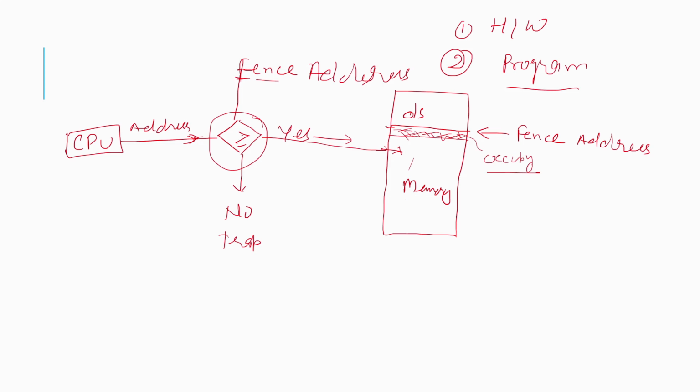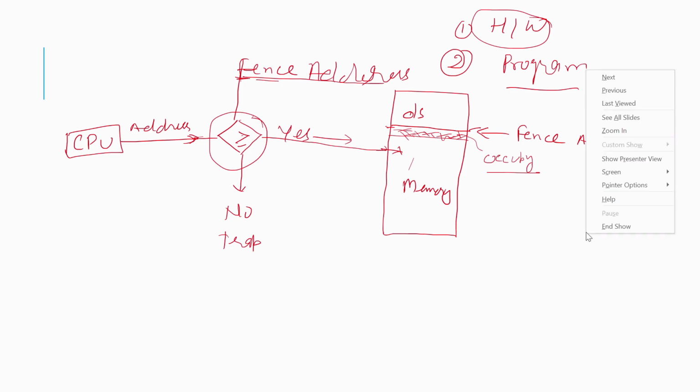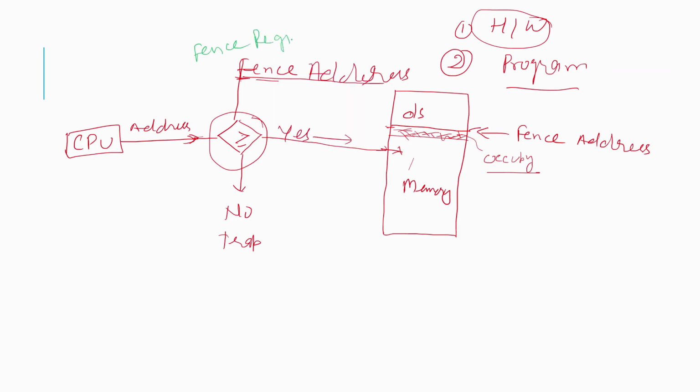Another approach is the hardware implementation. Here we can put one fence register, and we can say it is a hardware implementation. This will help to compare directly without keeping any program in the memory. So we can put one fence register, and in this fence register we can put the fence address.